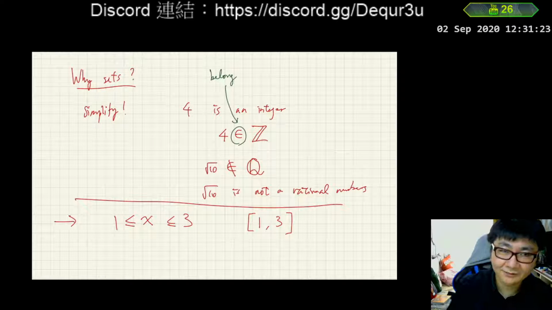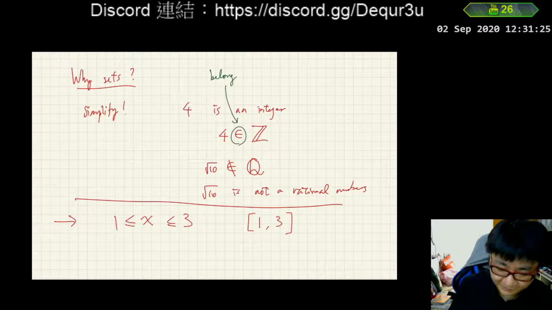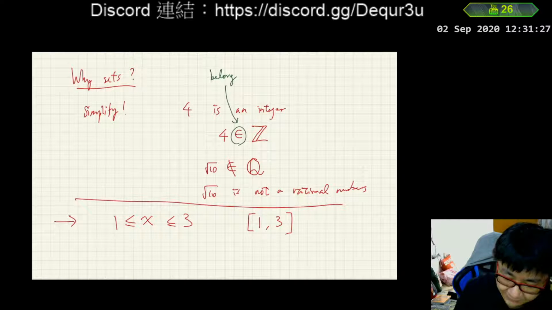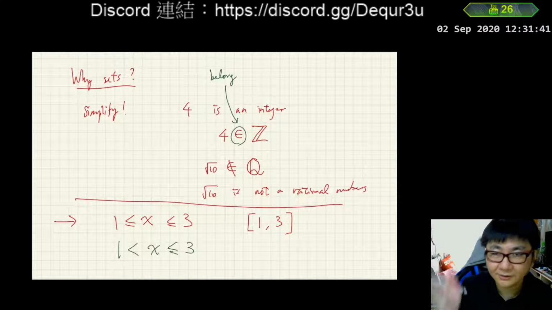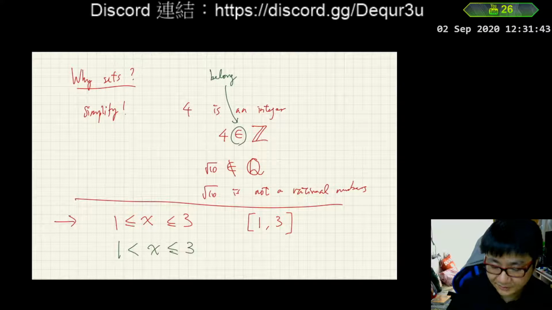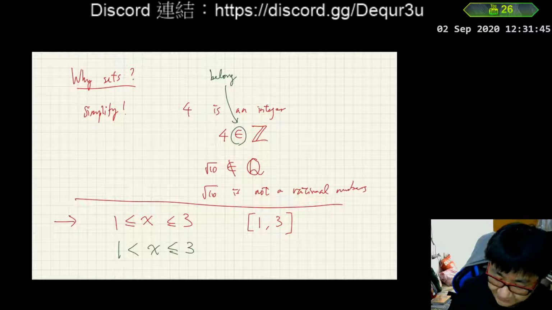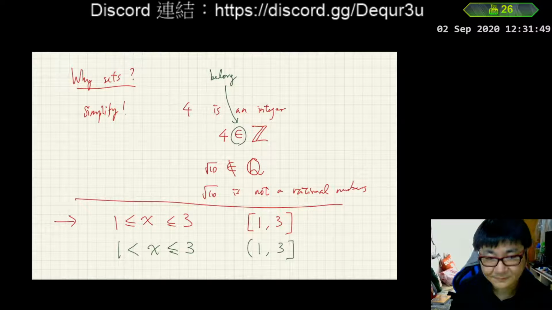Before I go on, let me give more examples. What about if we don't include some of the endpoints? For example, what about 1 is not included? Then, in another color, 1 is not included. In this case, on the side that we do not include, we use a curved bracket instead. That is (1, 3] to represent this.